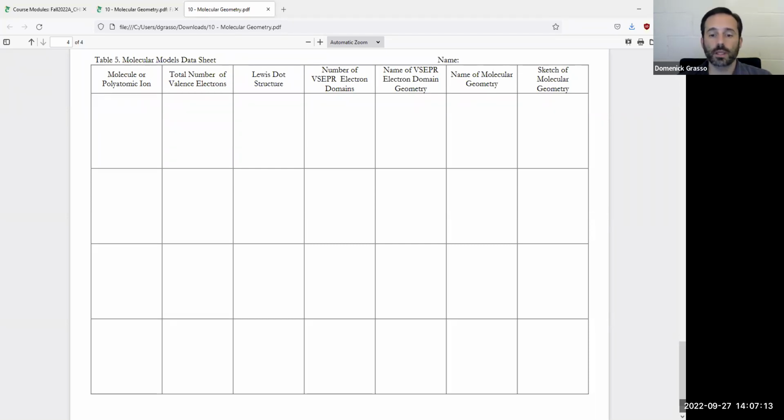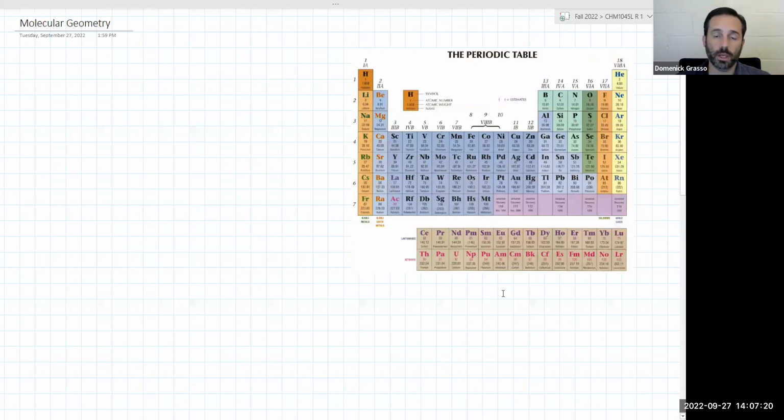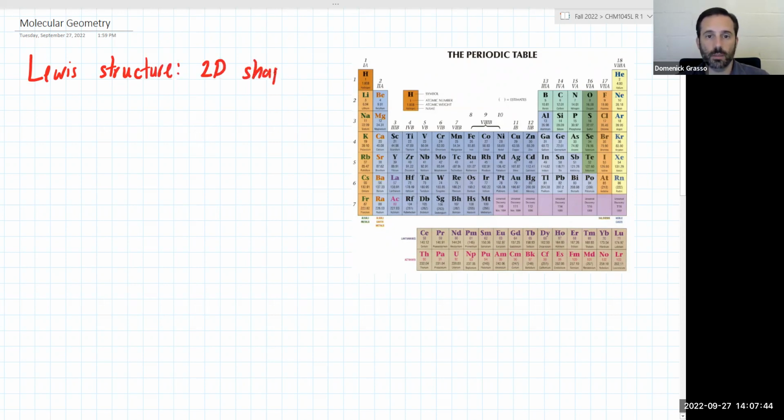All right, so let's learn how to predict the shape of a molecule. To do that, we do need access to a periodic table because we've got to figure out something about it. To predict molecular geometries, we basically just need to understand how molecules are formed and how we stick atoms together. To do that, we need to make what are called Lewis structures. A Lewis structure is a 2-dimensional representation, so it's a 2-dimensional shape of our molecules.